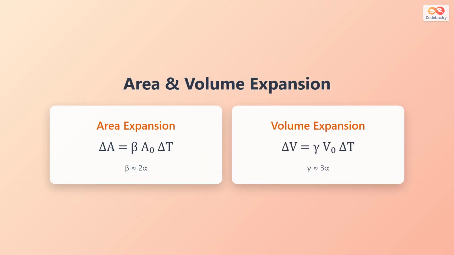For area expansion, the formula is delta A equals beta times A0 times delta T, where beta is the coefficient of area expansion. For volume expansion, the formula is delta V equals gamma times V0 times delta T, where gamma is the coefficient of volumetric expansion. Interestingly, beta is approximately equal to 2 times alpha, and gamma is approximately equal to 3 times alpha, showing the mathematical relationship between the different types of expansion.